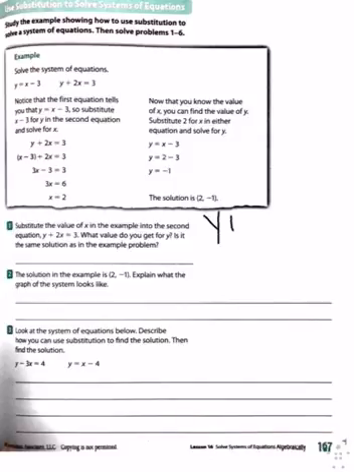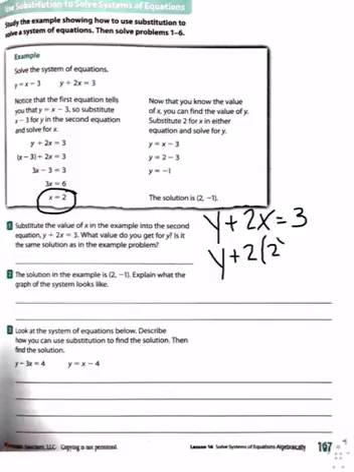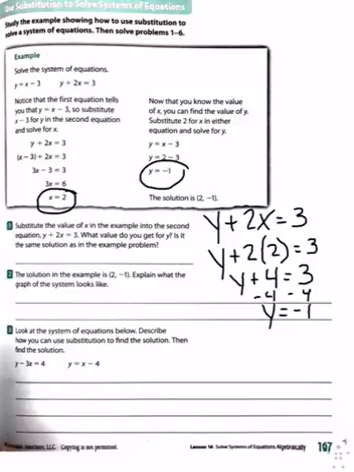So, in the equation y plus 2x equals 3, I know that the answer is x equals 2. So instead of x, I'm going to use the number 2. 2 times 2 gives us 4. And then I'm going to subtract 4 from both sides, and you get the answer y equals -1. So yes, the answer is the same.